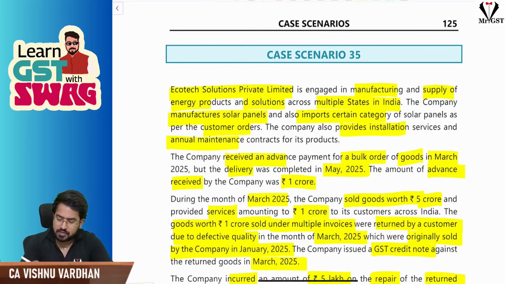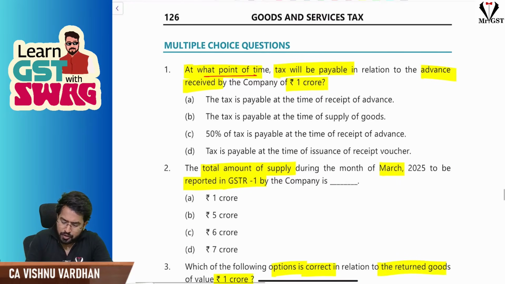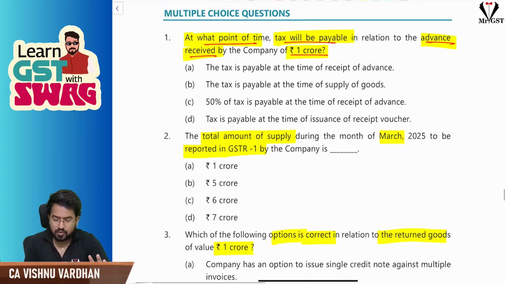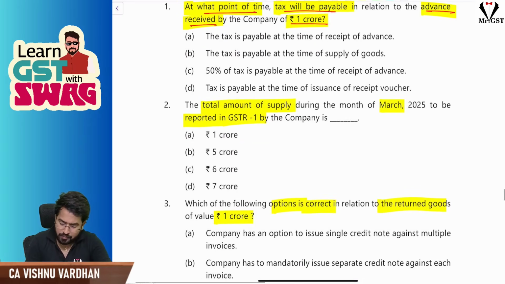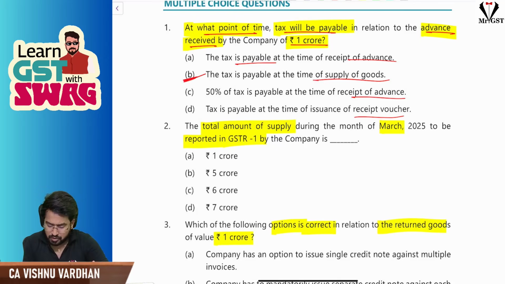So the next case scenario, if you see here, let us move on to the question straight away. At what point of time will tax be payable on the advance received for 1 crore? Next, advance received 1 crore on goods or services, we should check and then take a call. Here they are talking about tax being payable at the time of receipt of advance or at the time of supply of goods. So here it seems to be goods. So prima facie the option should be B actually, because for advances received, immediately it is not taxable for goods, as you know.